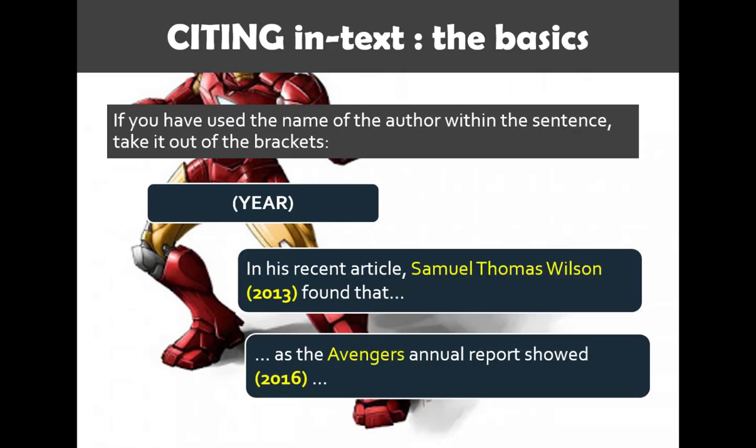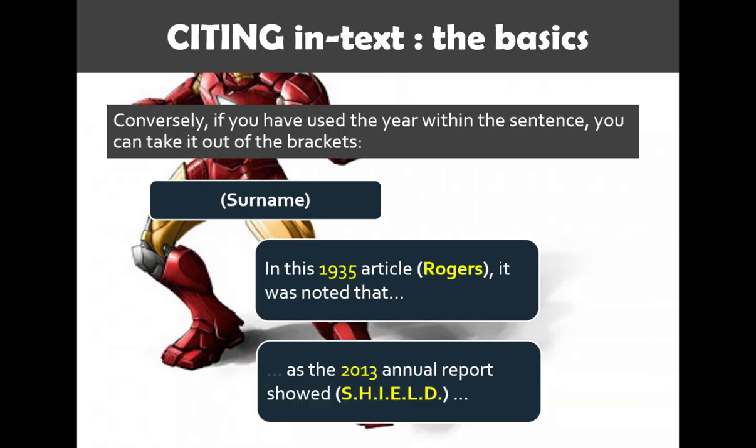If you've written the name of the author within your sentence to introduce the idea, you only need to put the year of publication between brackets. If you've written the year of publication within your sentence to introduce the idea, you only need to put the name of the author between brackets. If you've written both the name of the author and the year of publication of the document within your sentence to introduce your idea, you do not need to repeat the information between brackets.